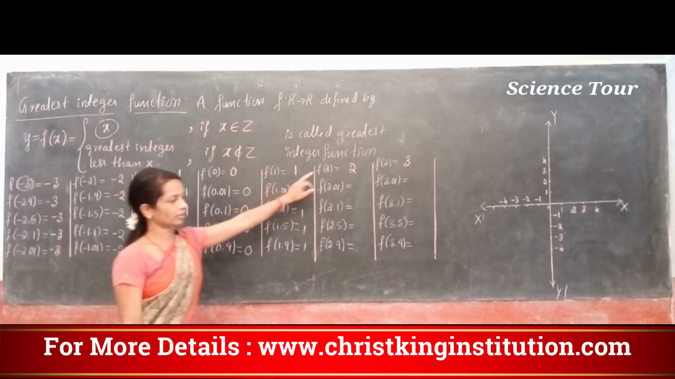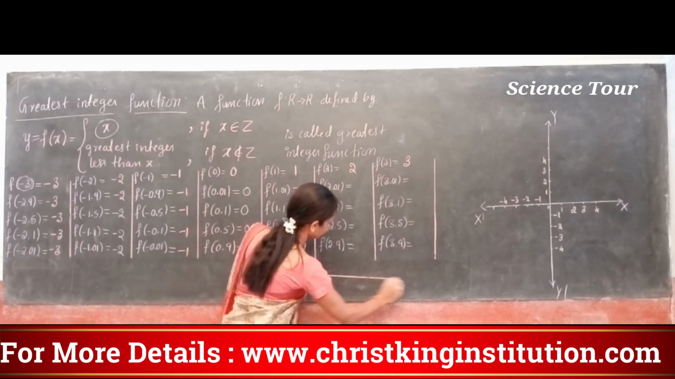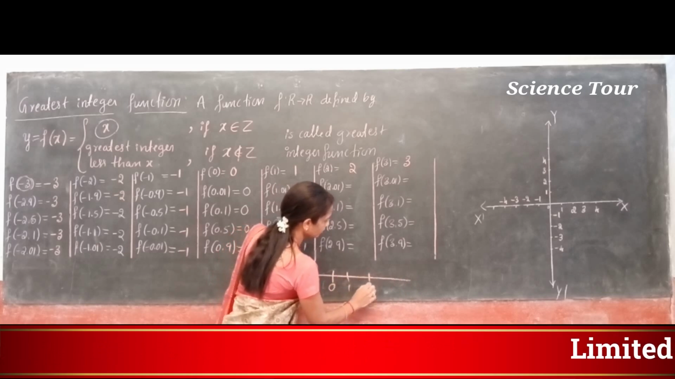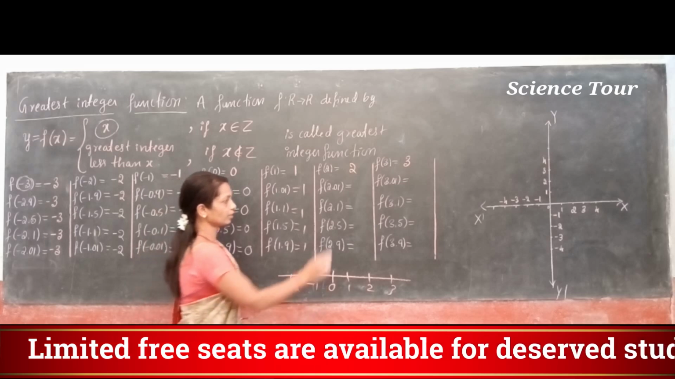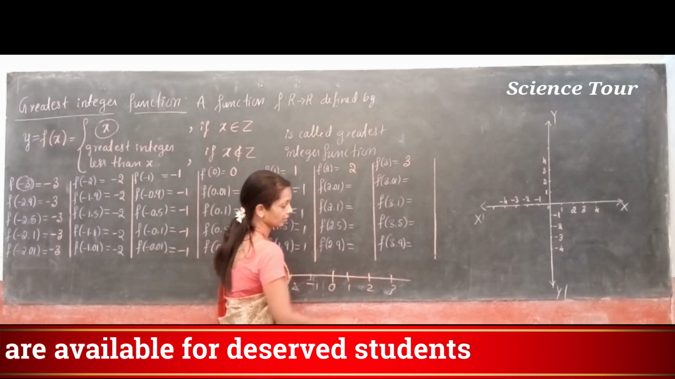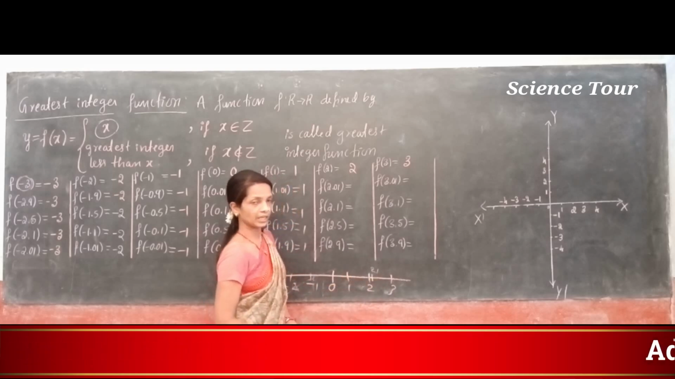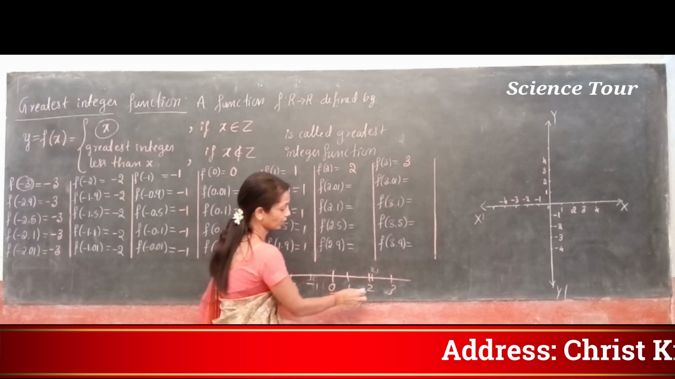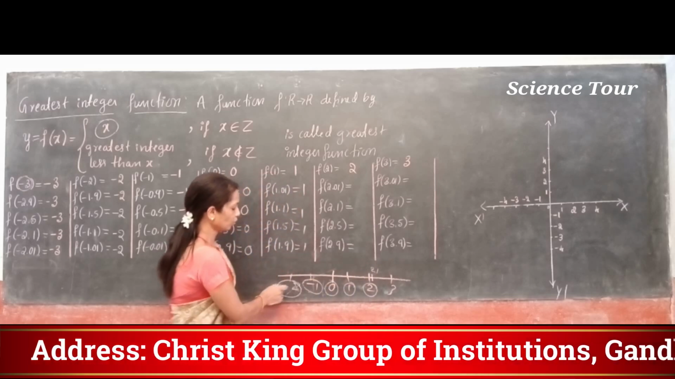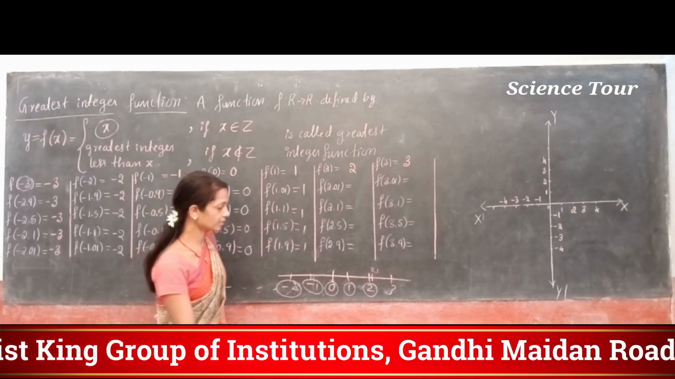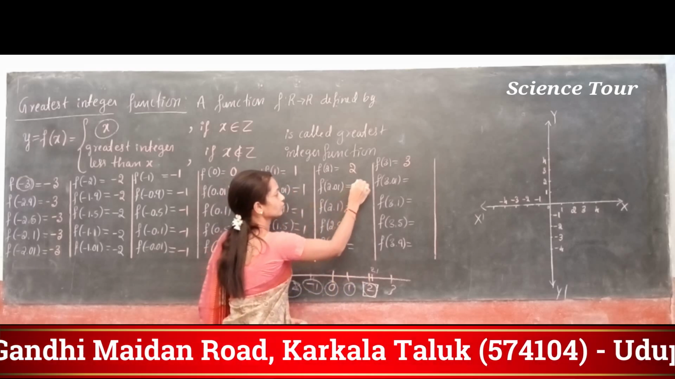Next, come to this column. F of 2 we already wrote, that is 2. Next, f of 2.01. Here you have 0, 1, 2, 3, and on the left side minus 1, minus 2, like that. F of 2.01 comes somewhere after 2, somewhere here. The integers less than 2.01 are many: 2, 1, 0, minus 1, minus 2, etc. But in that, what is the greatest one? The greatest one is 2. So the answer for this is 2.